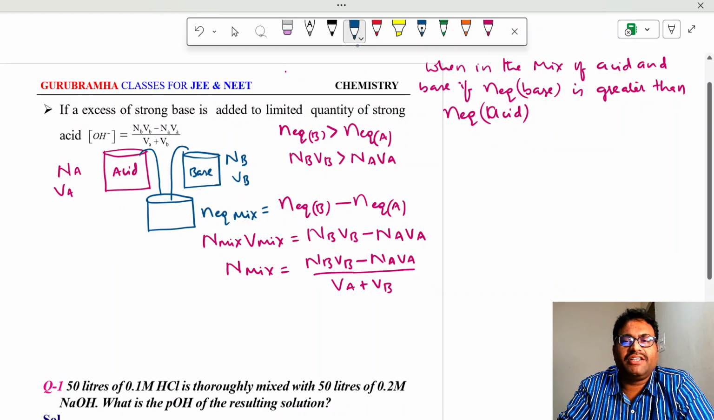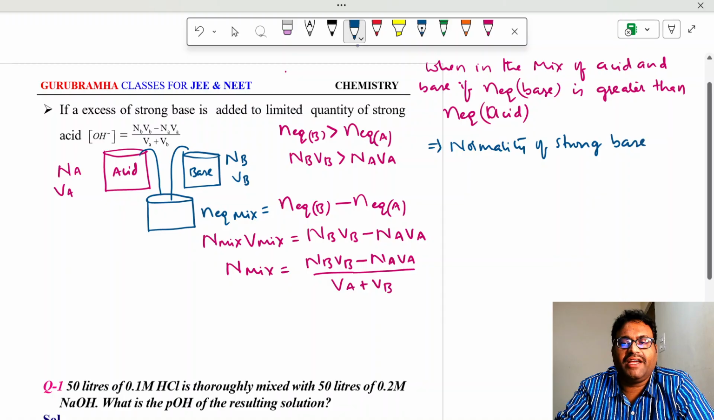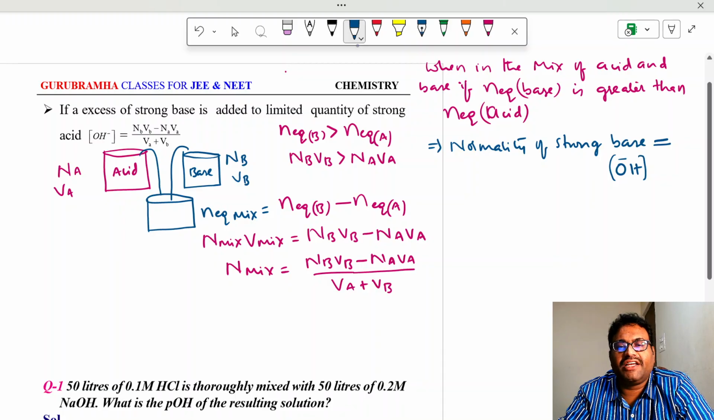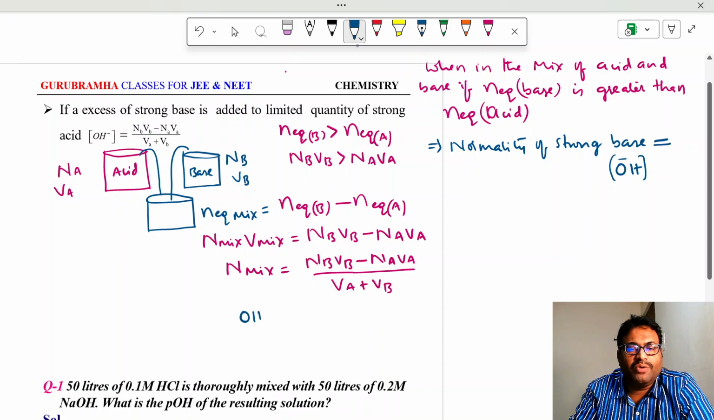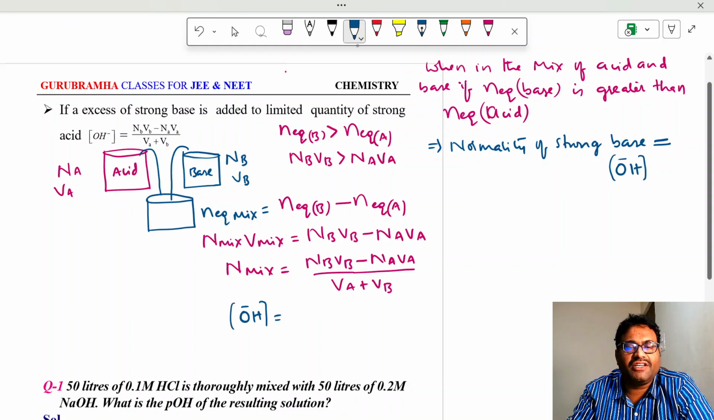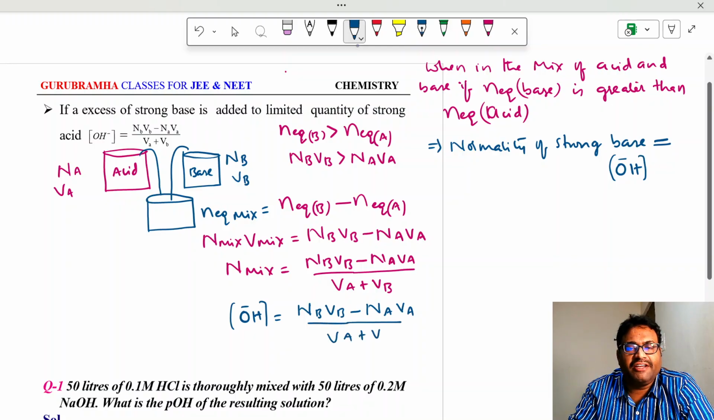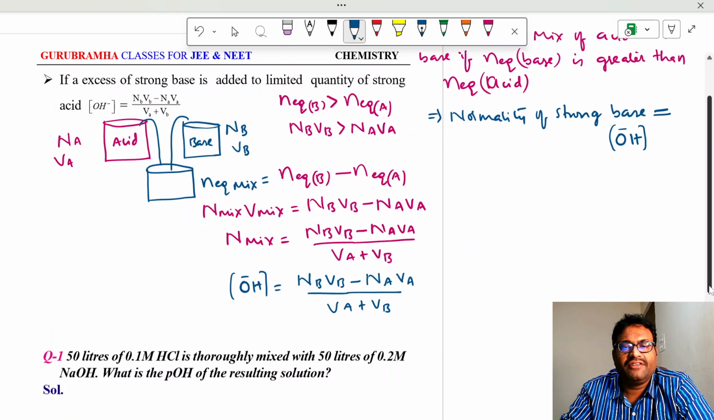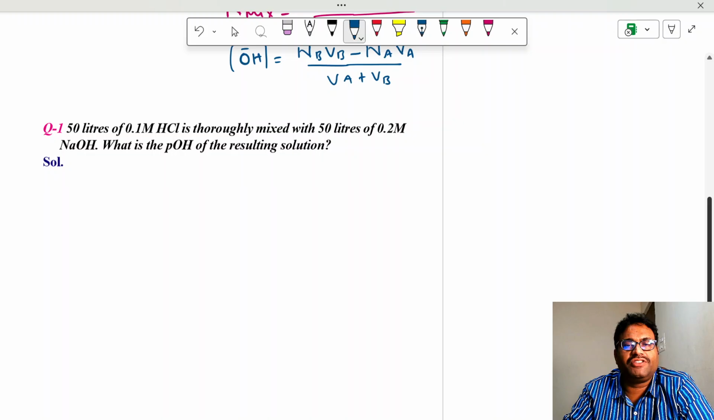In the case of strong bases, as we have spoken before, the normality of a strong base is equal to its OH minus ion concentration. So simply I can write the OH minus ion concentration of this mixture is equal to NbVb minus NaVa by Va plus Vb. Okay. Now let us solve a problem on this formula.